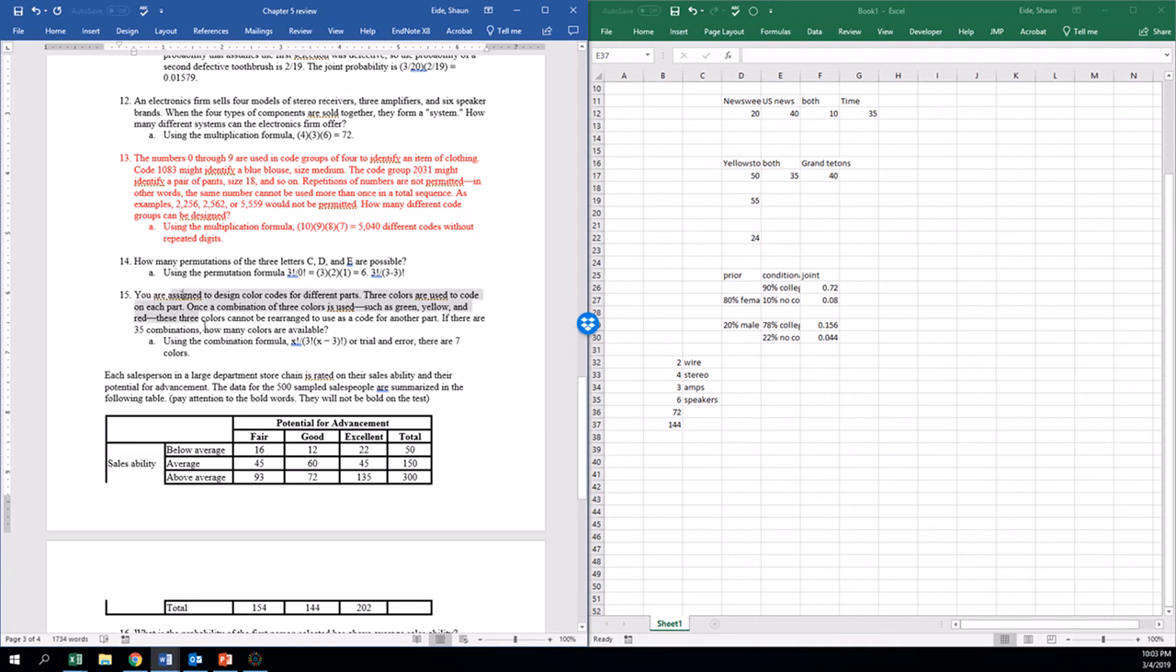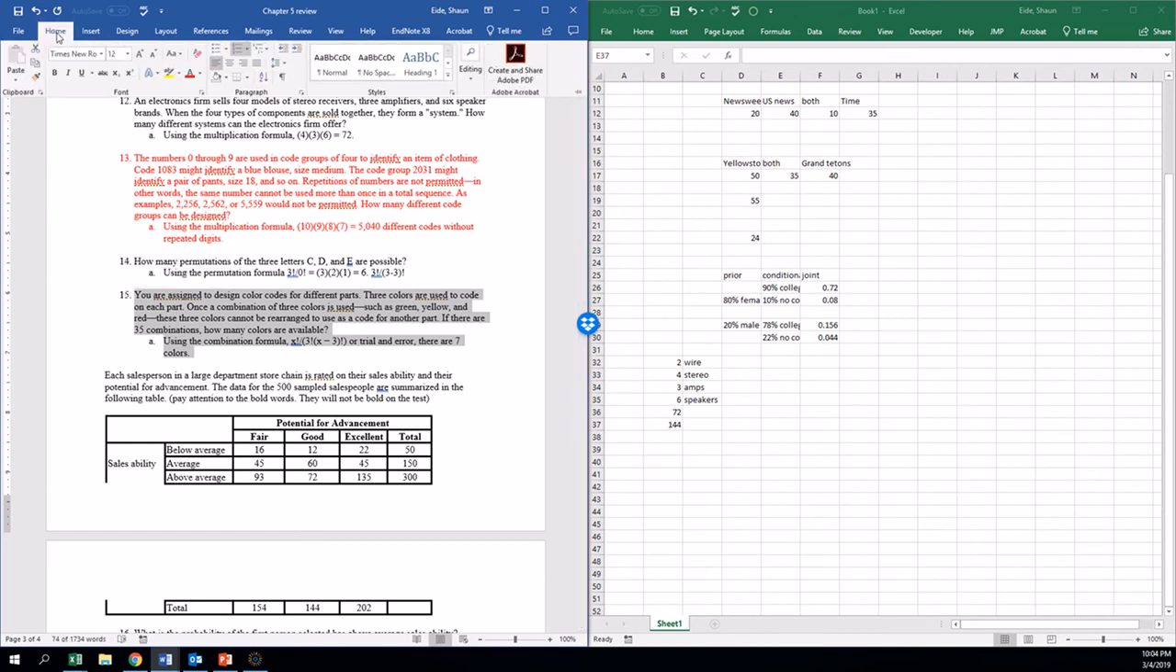Okay, you are assigned to design color codes for different parts. 3 colors are used to code one part. Once a combination of 3 colors is used, such as green, yellow, and red, these 3 colors cannot be rearranged to use as a code for another part. There are 35 combinations. I'm not going to ask you how to do anything like this, so just skip over that.